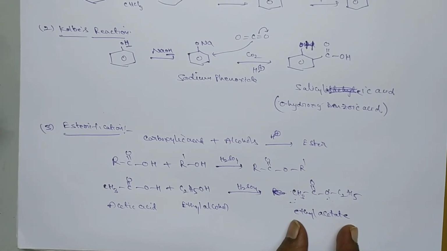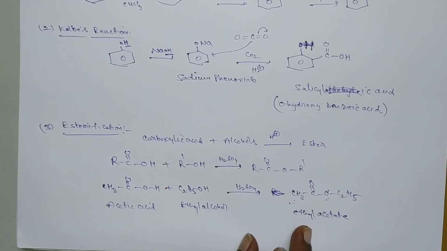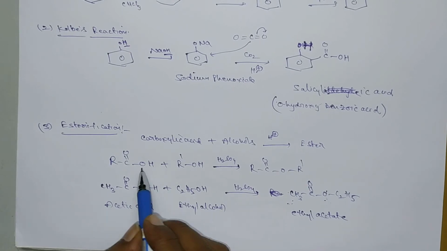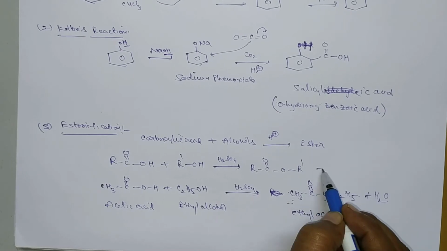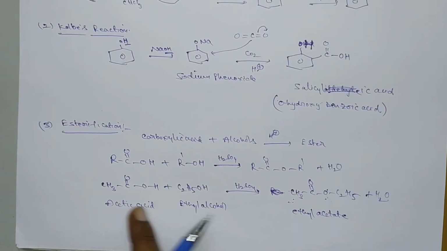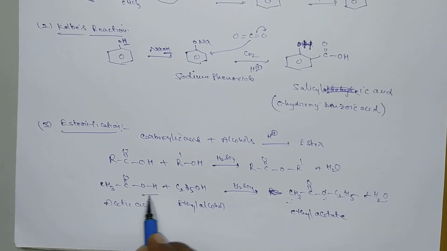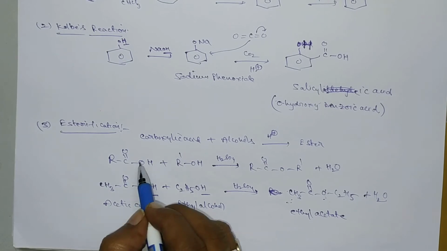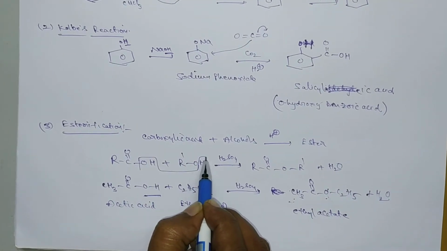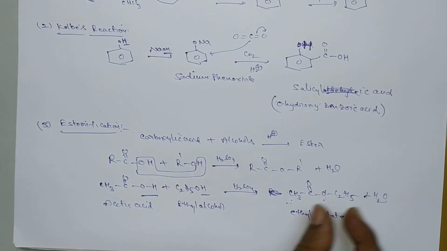Here in this equation you have to remember one point. During esterification water will be lost, so water is formed here. So how will this water be lost? Acetic acid donates the OH- ion, and the alcohol donates the H+ ion. These two undergo elimination to produce esters.